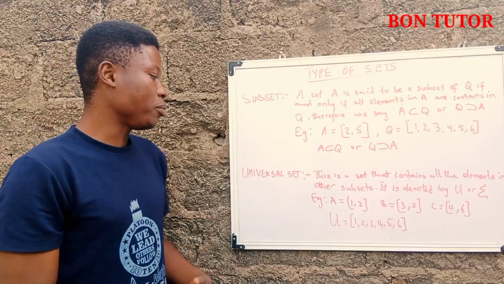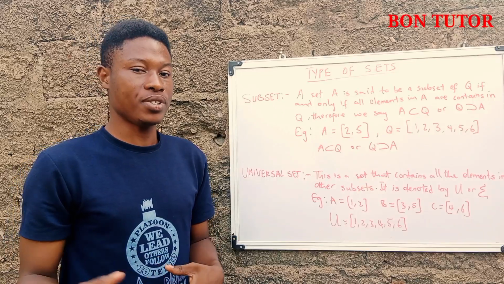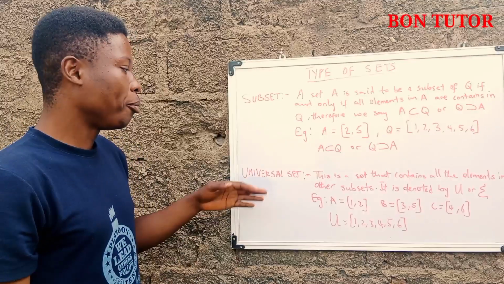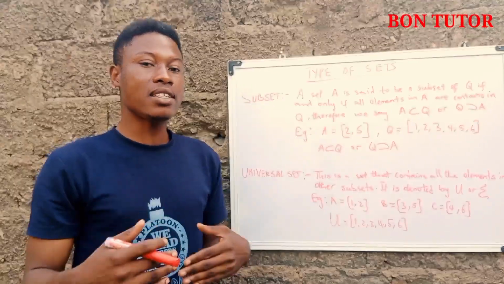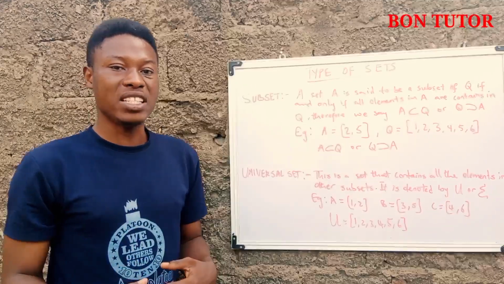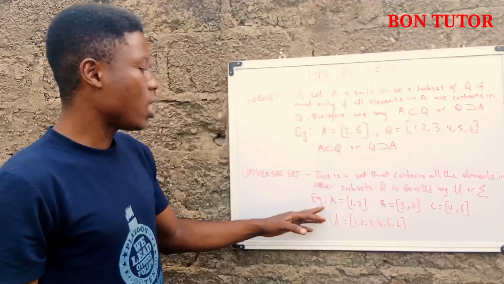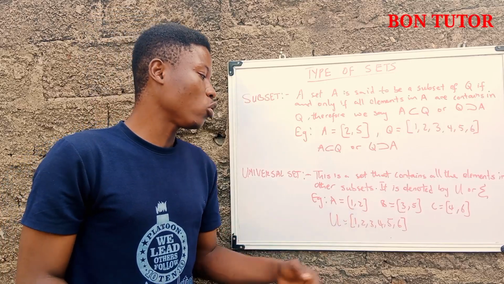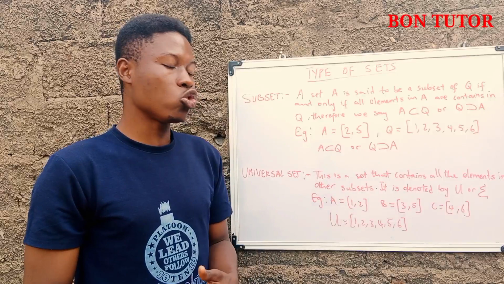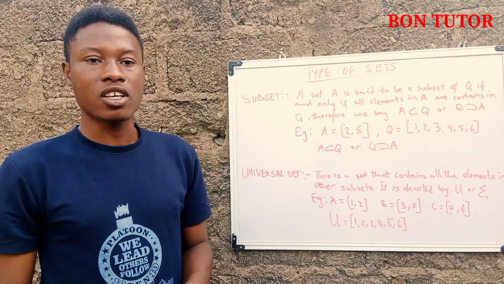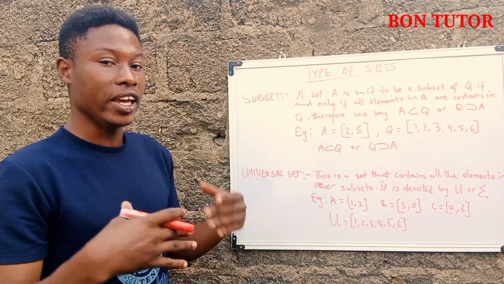Let's go on. Another type is the universal set. A universal set is somehow similar to a subset and the big set, but the difference between them is that a universal set is a set that has all the elements that all other subsets have in them. Let's take for example, you have a set A equal to {1, 2}, you have another one B equal to {3, 5}, and you have another one C equal to {4, 6}. But in a universal set we have each and every element of all other subsets in it.